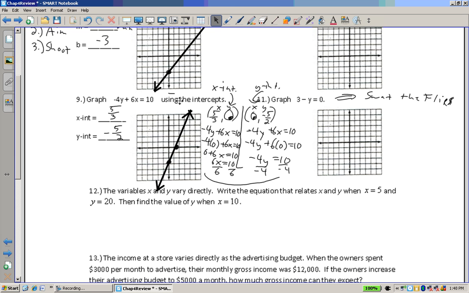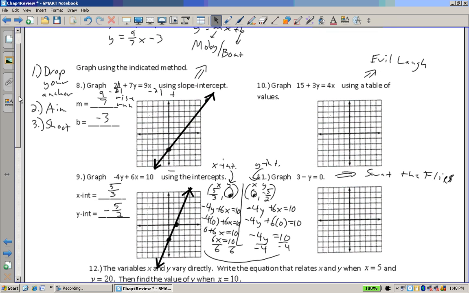So to graph using the intercepts, I use my little googly eyes. My little man helps me out. Graph using slope-intercept, that's moving the boat. Drop your anchor, aim, and shoot.